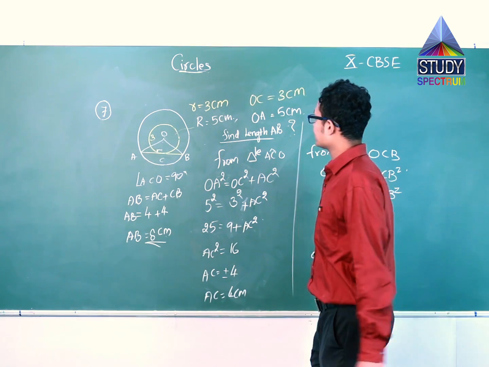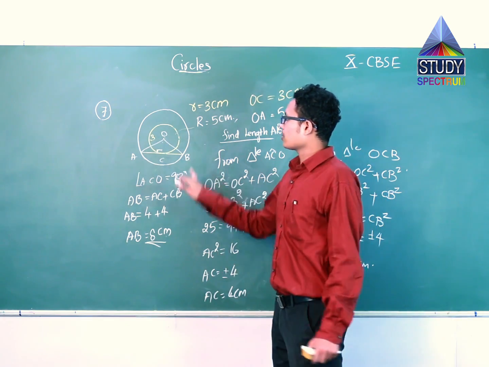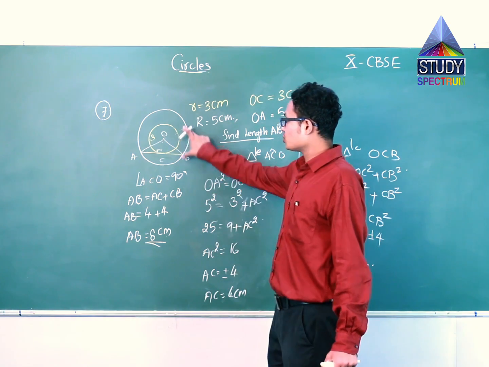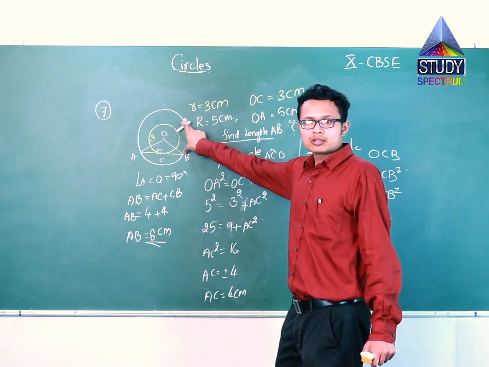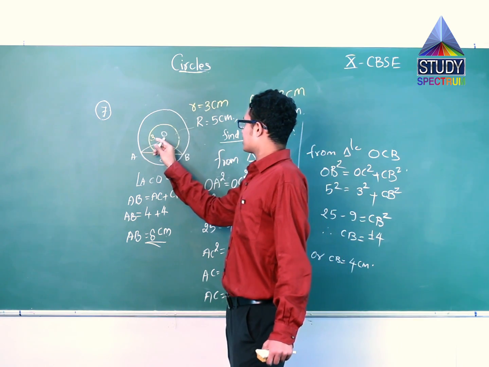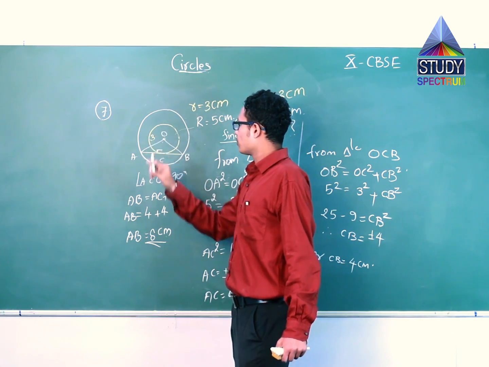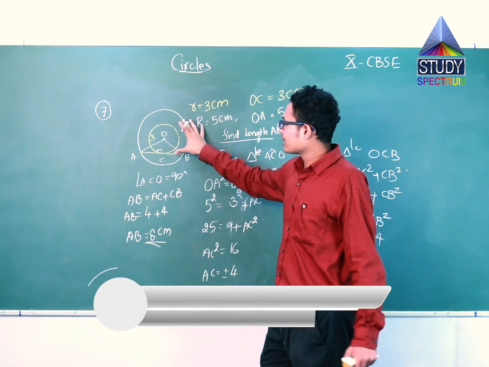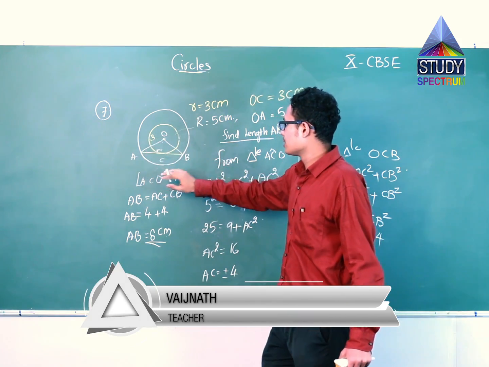AB is equal to 8 centimeters. I'll repeat the problem here again. There are two concentric circles. Concentric means circles with the same centers. These two circles have the same center, centered at O, with radii 5 centimeters and 3 centimeters.